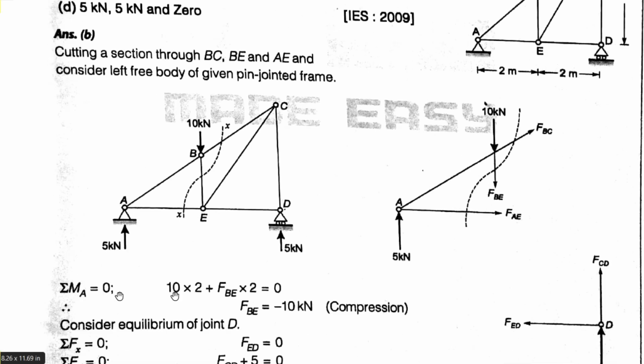So summation of MA is equal to 0 if we are considering moment at point A. This is a pin joint, so at this point the moment value is 0. Summation of MA is equal to 0 means this is our 10 kilonewton and this is a 2 meter distance, so 10 into 2, plus FBE, this is our FBE member force, into 2, the perpendicular distance, is equal to 0, means FBE is equal to minus 10 kilonewton. So FBE value is minus 10 kilonewton, in compression.